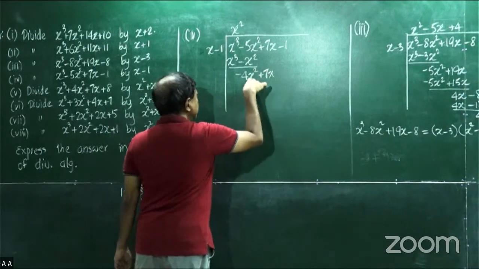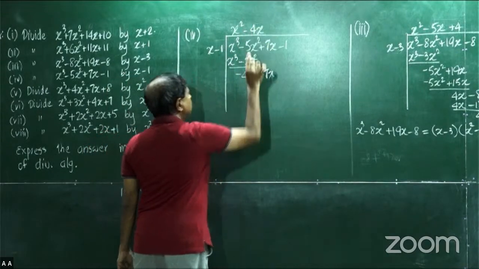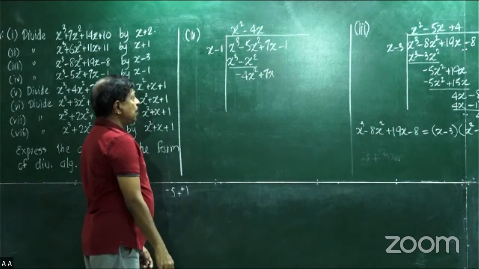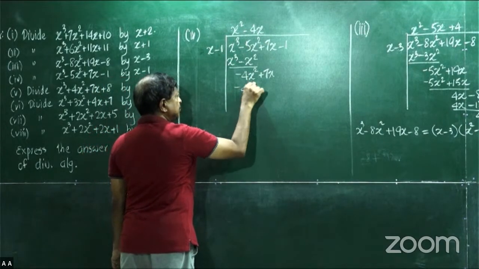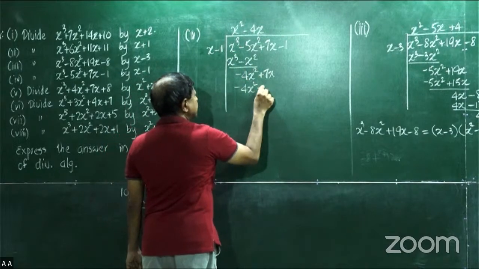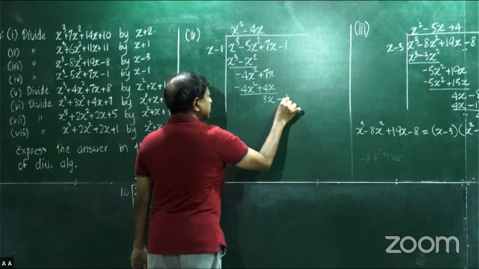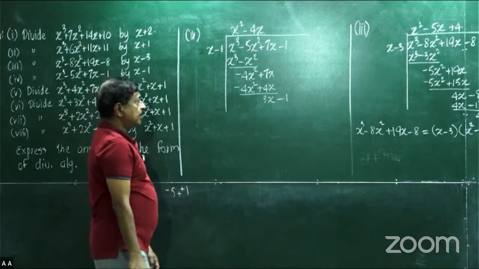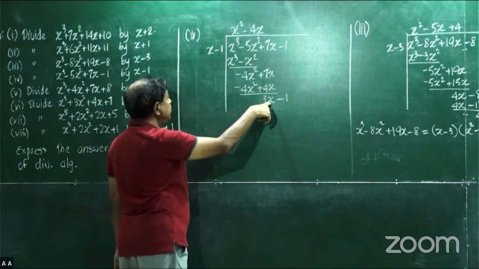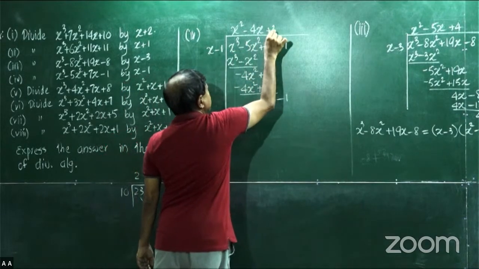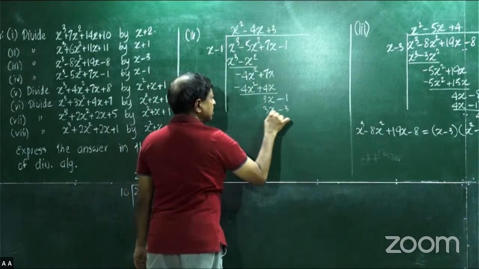Bring this down. This is the leading term divided by x. You have -4x. Now multiply. -4x times x, minus 4x squared. When you multiply these two, you get 4x. When you subtract, you get 3x. Bring this -1 down to the same line. Now this is the leading term divided by x. You get 3. Multiply, 3x minus 3.